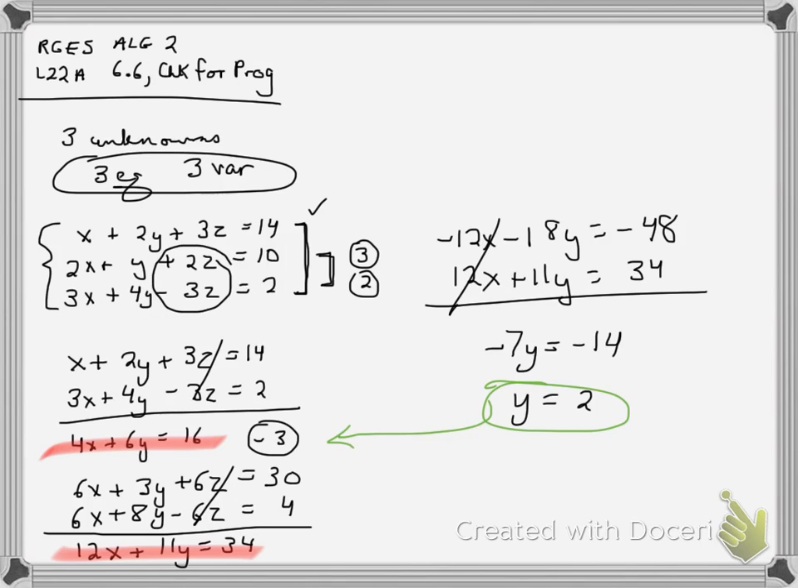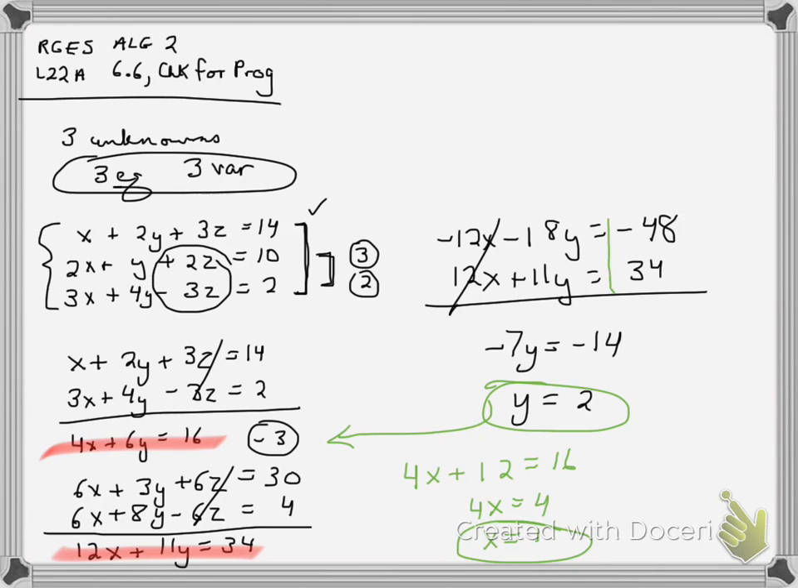Now I'm going to plug that back into something that has both the x and the y's. How about this one? And I will get 4x plus 6 times 2, or 12, equals 16. Take the 12 to the other side by subtraction. You get 4x equals 16 minus 12, or 4, and x equals 1. And that's my next variable.